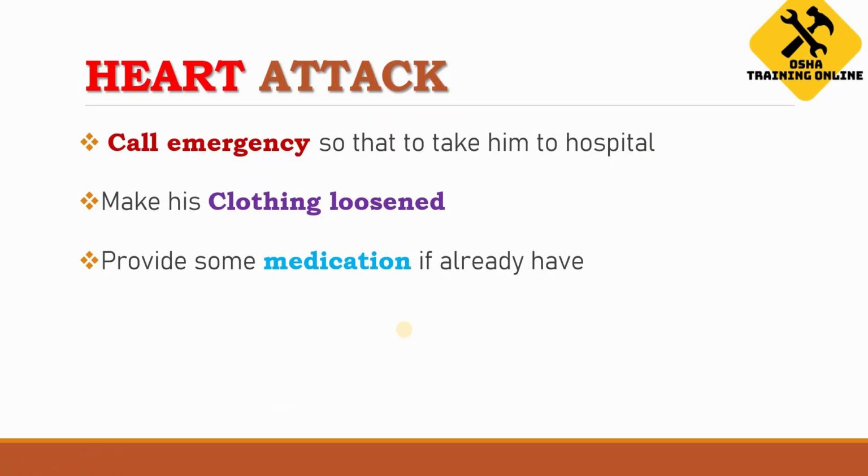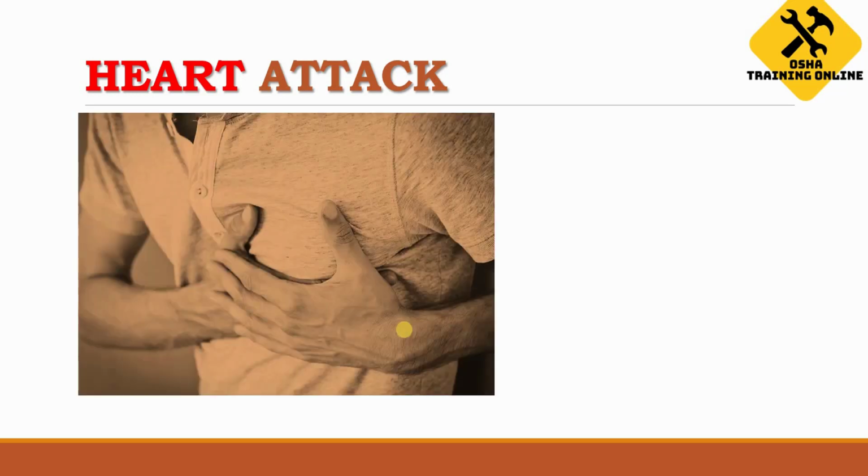The next type is the heart attack. If a heart attack occurs to a person, then what first aid do we have to provide? The first step is to call the emergency so that he can be immediately shifted to the hospital. And meanwhile, you have to loosen his clothing and provide some medication if he has some. So if he has some medication already suggested by the paramedics or doctors, in that case you have to provide it to the affected person.